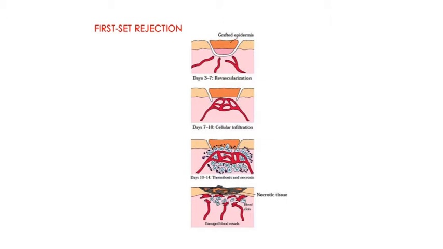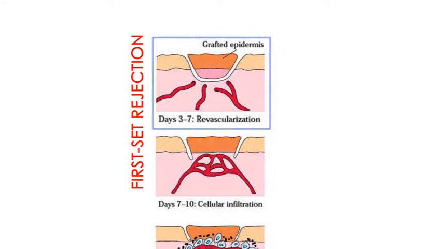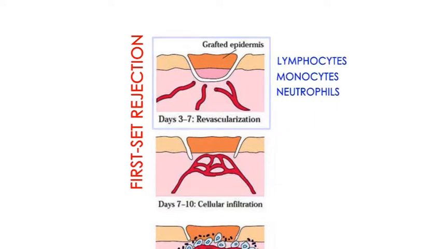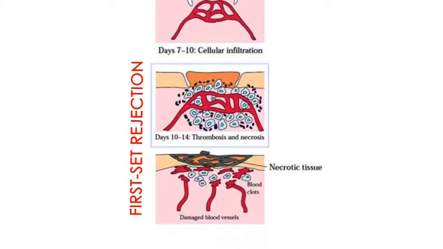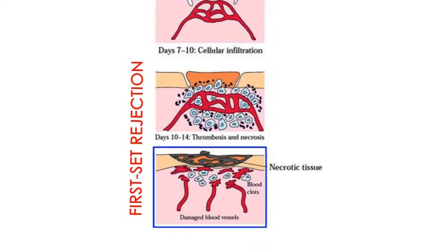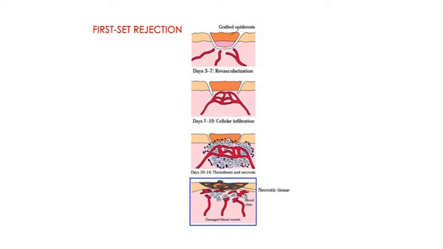During a primary allograft transplantation of skin, revascularization takes place in the graft region by 3 to 7 days. But later, there is infiltration of lymphocytes, monocytes, neutrophils, and other inflammatory cells. This causes decreased vasculature by 7 days, tissue necrosis by 10 days, and complete graft rejection by 12 to 14 days. This is called first set rejection, and during this stage, immunologic memory develops.